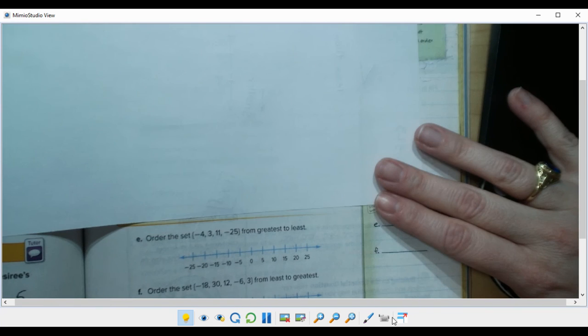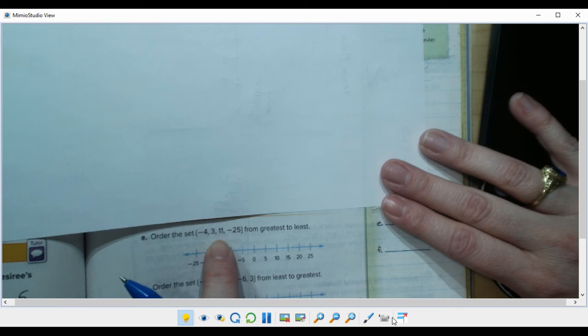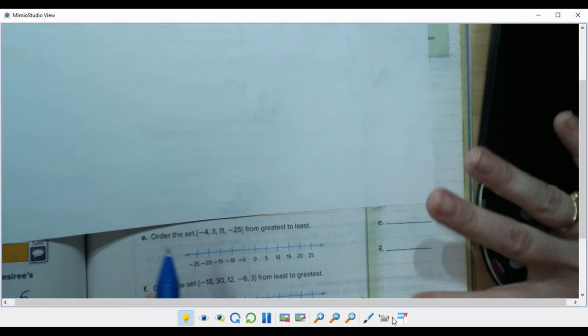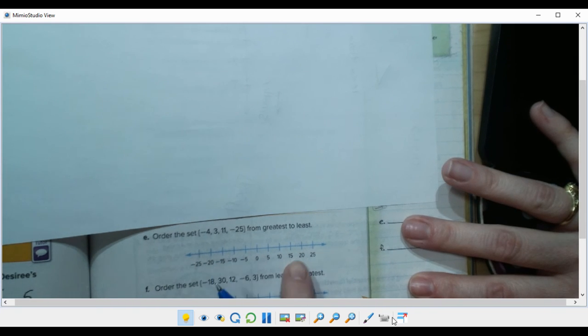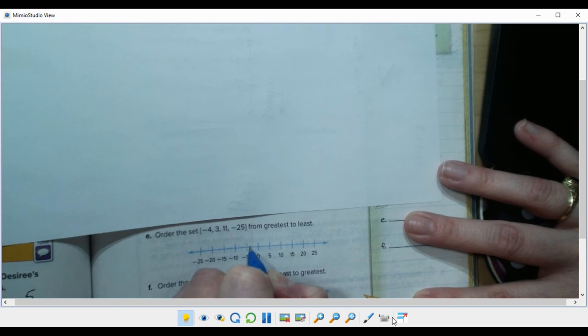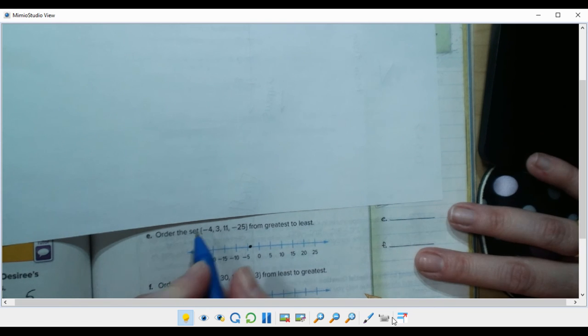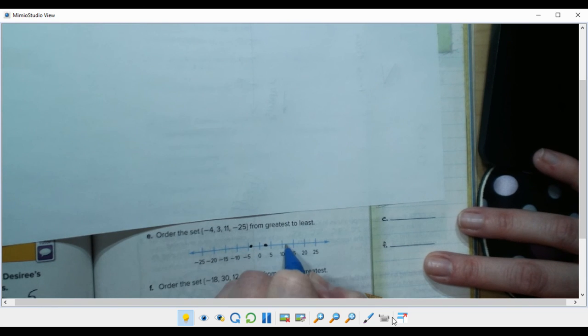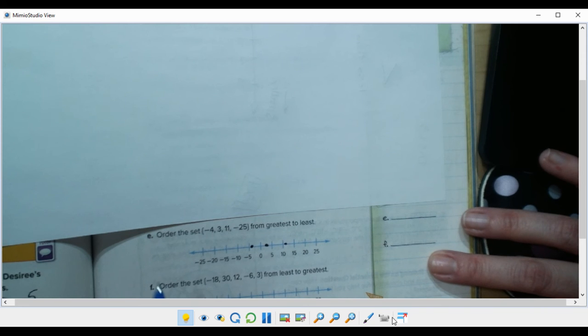All right, let's do an example down at the bottom. Order the set -4, 3, 11, -25 from greatest to least. Pay attention to the words there. So this time, I'm going to start with the positives. Let's say I wanted to do these on the number line here. Now, my numbers don't match what I'm given, so I'm going to have to do some estimating. I see -4. That would go right before the -5. I see +3. That's going to go about halfway in between 0 and 5. 11 is just a little bit past 10. And the -25, we luck out, and that's right on the line.